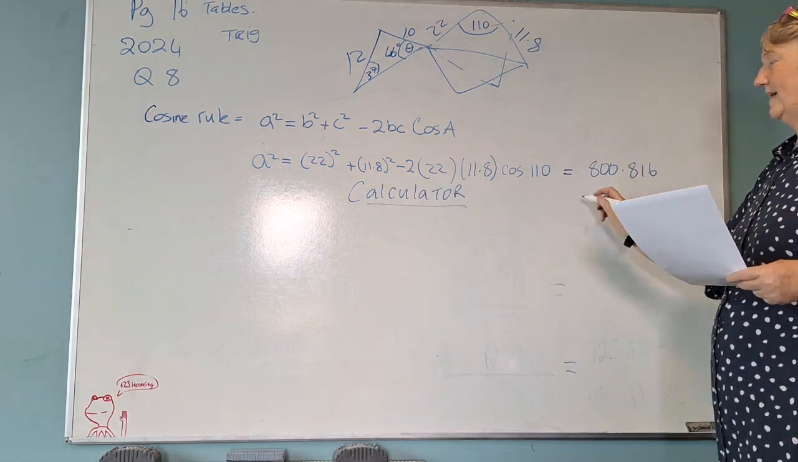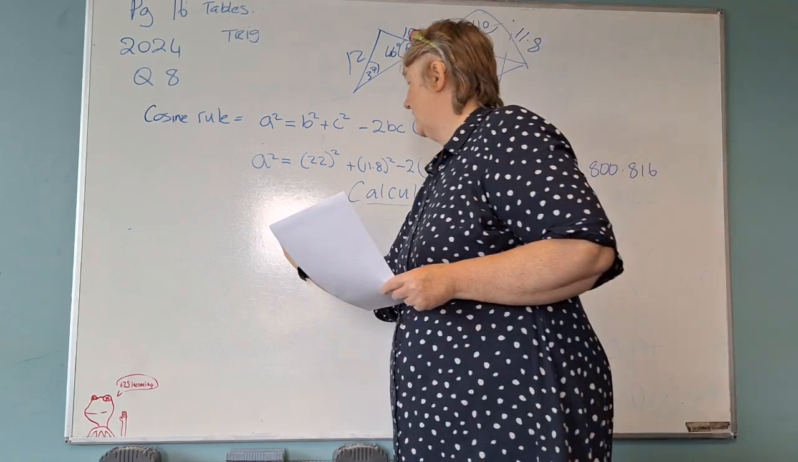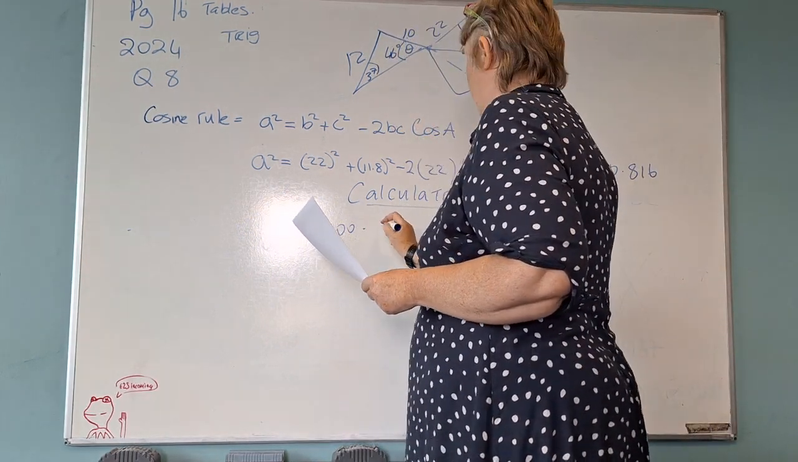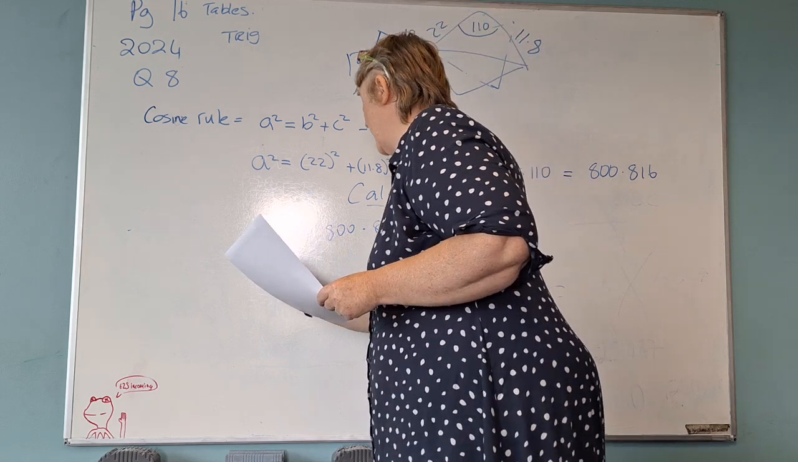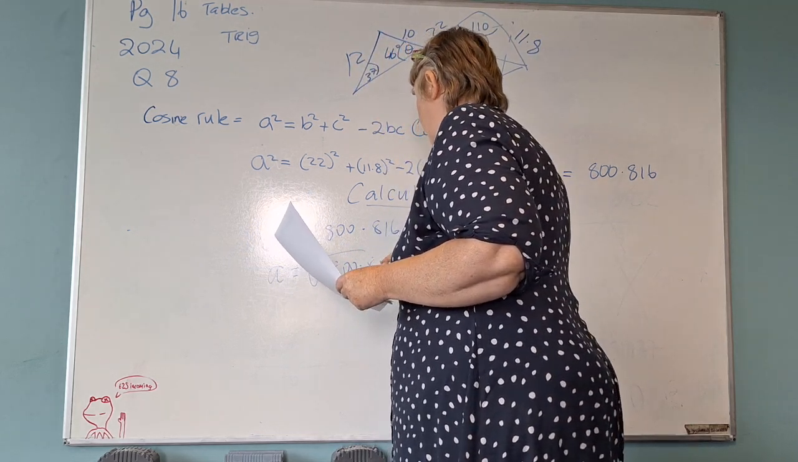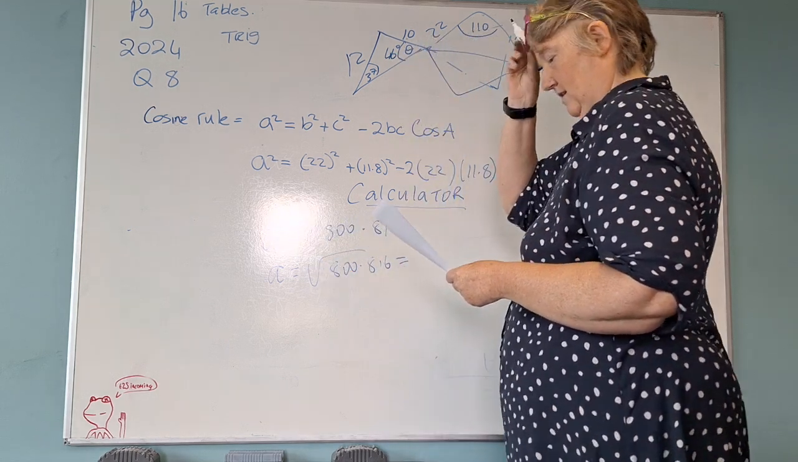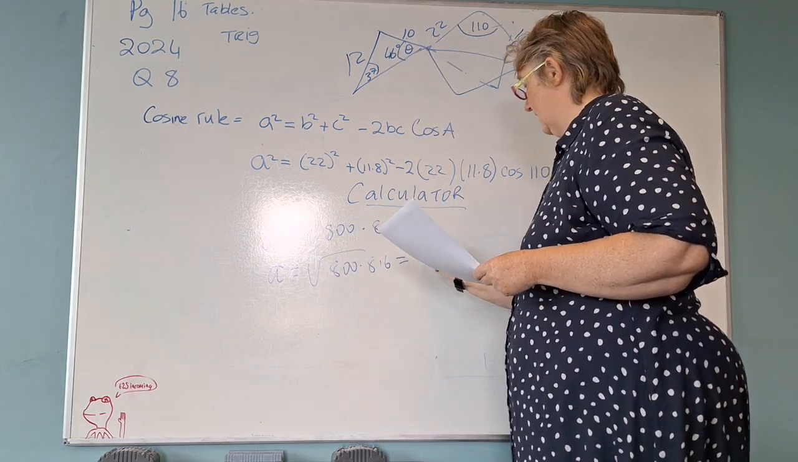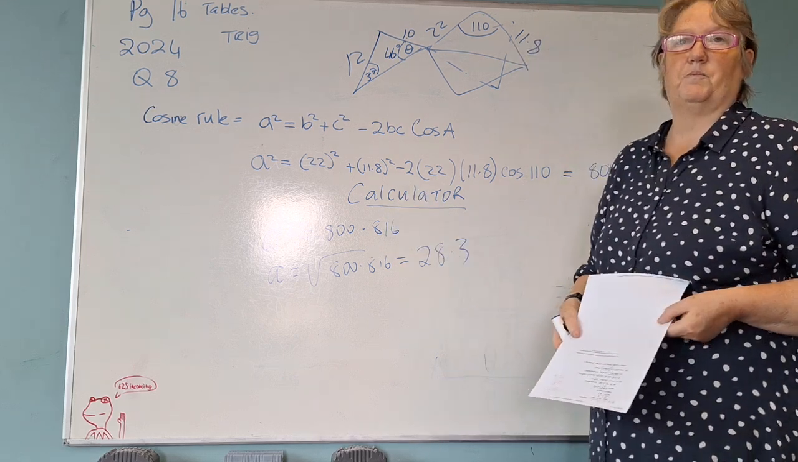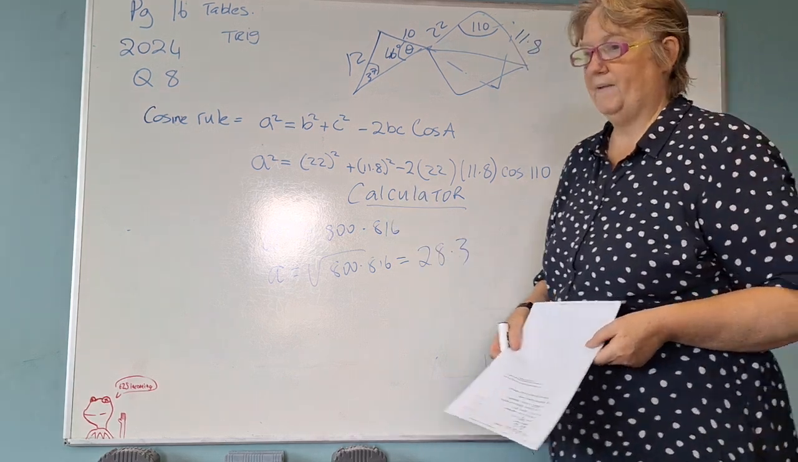Now, that is a squared. So a squared is 800.816. So a is the square root of 800.816, which is 28.3 when it's rounded to one decimal place, which is what it asked us to do.